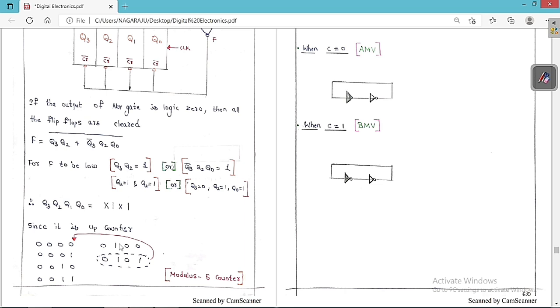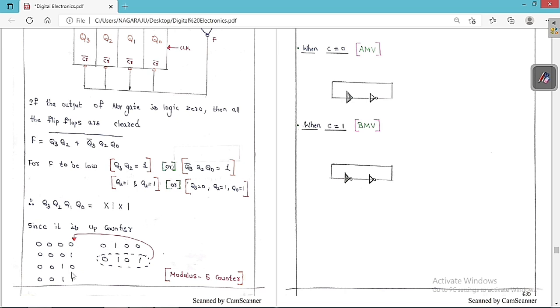So it has only 5 stable states, so it is called a modulus 5 counter. This is an important point that you always have to keep in your mind. The transient state you should not consider, only the stable states you have to consider. So it is having only 5 stable states, so this is called a mod 5 counter. And one more important point that you always have to keep in your mind.